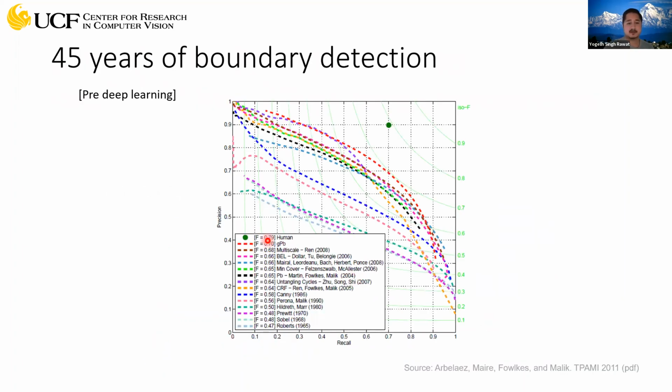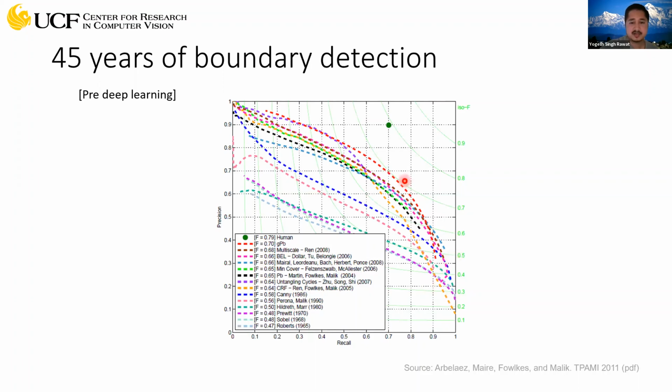Now, this is the precision recall curve, the two metrics which we discussed in the previous slide. And this is the result showing the methods which were developed from, I think, 1965 to 2008, before deep learning came into the picture. And we are going to discuss these Sobel edge detector, Prewitt, Hildreth, and Canny edge detector. And these were the first ones in 1968-70. And this one is, I think, 1986. That was a big breakthrough.